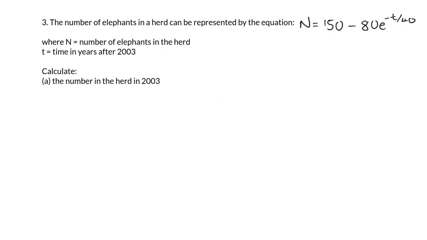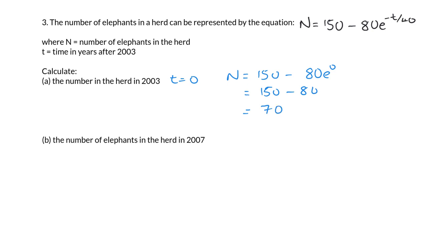And question 3 then. The number of elephants in a herd can be represented by the equation N equals 150 minus 80 e to the power of minus t over 40, where N is the number of elephants in the herd and t is the time in years after 2003. First of all, calculate the number in the herd in 2003. That means when t is 0, so no years after 2003. So N is 150 minus 80 e to the power of 0. That's 150 minus 80, which gives us 70 elephants.